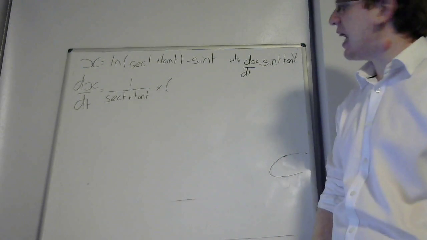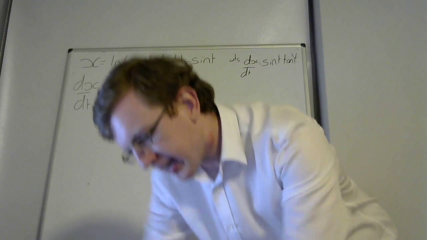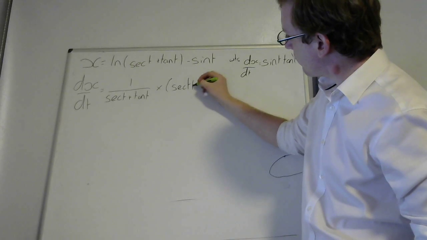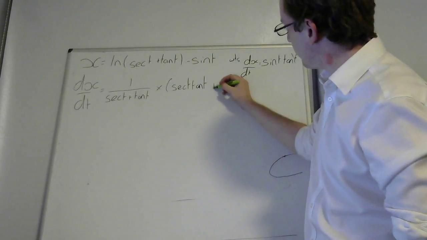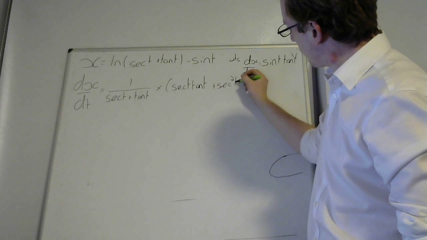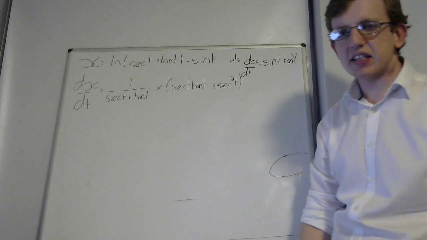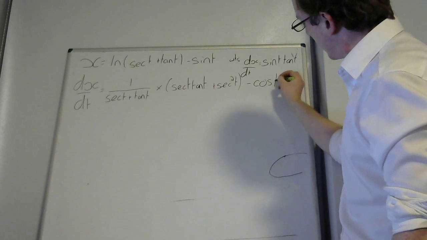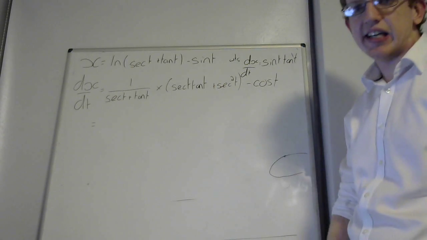The derivative of sec, I don't know off the top of my head, it's in the formula booklet though. The derivative of sec is sec t tan t. And the derivative of tan is sec squared t. And then we have to differentiate sine t as well, which is cos t. So the whole thing minus cos t. Cool. And now I've got to get this whole thing to sine t tan t.